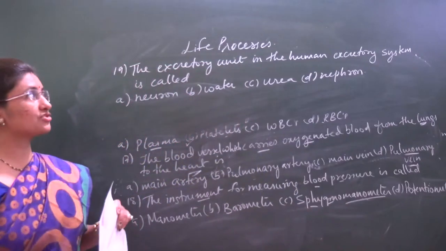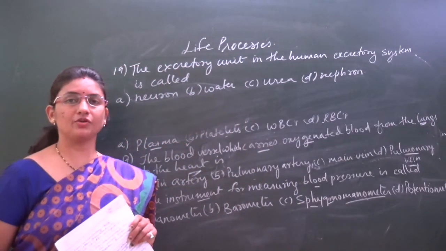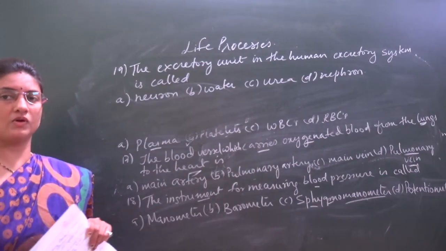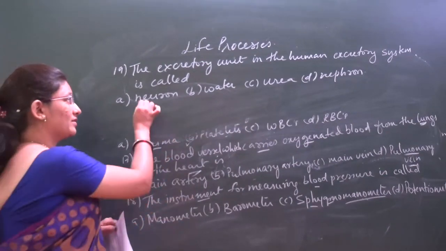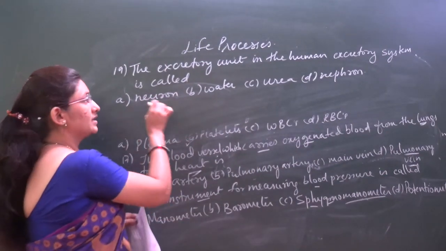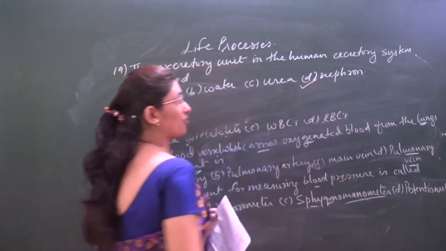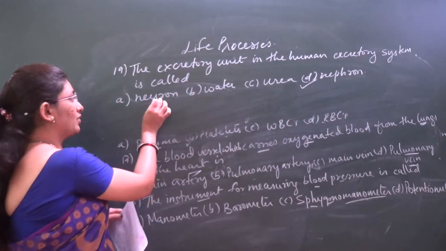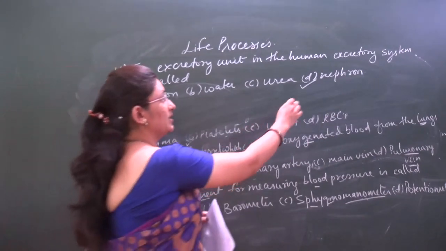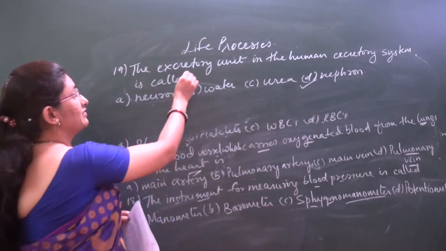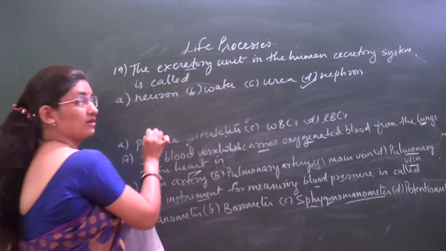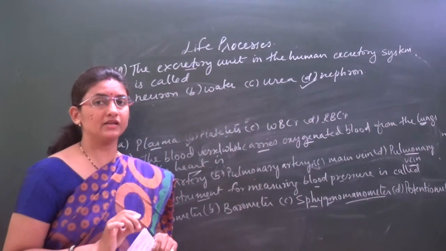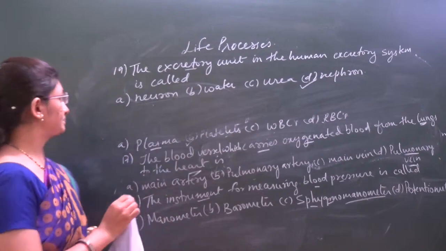So the structural and functional unit of the excretory system in human beings is called, not the neuron, but the nephron. Don't get confused between neuron and nephron. Neurons are for the nerves. But the nephron is related to the excretory system, the kidney. So the structural and functional units of the kidney are the nephrons.